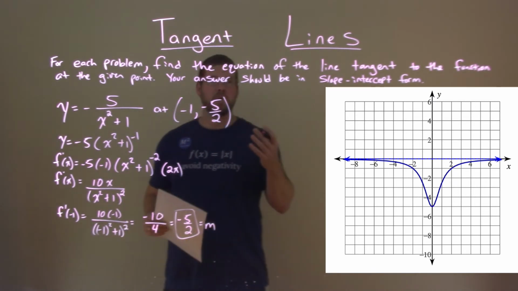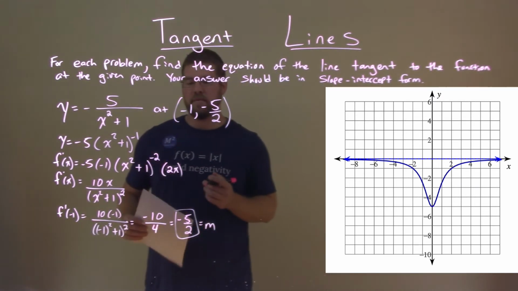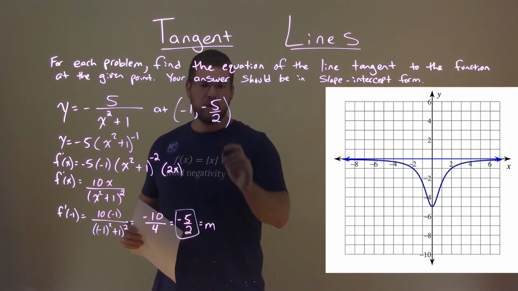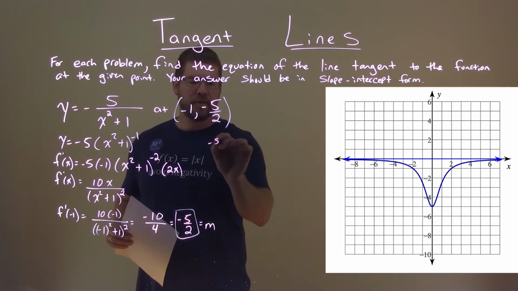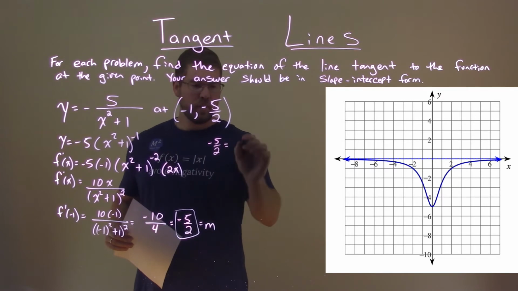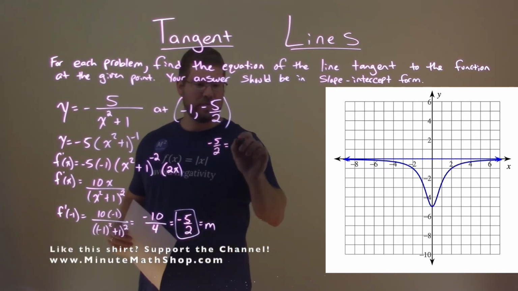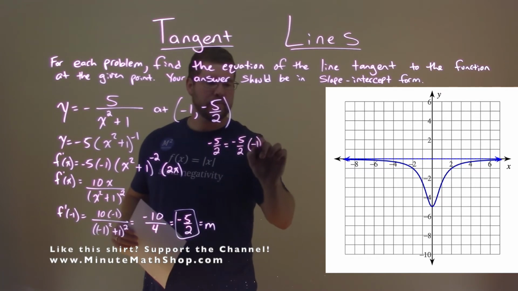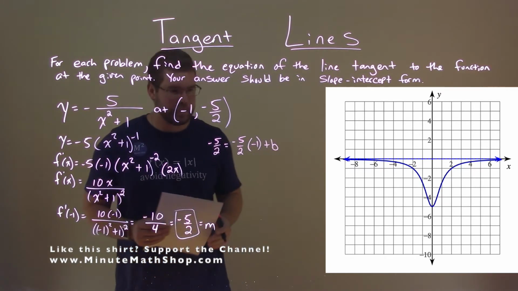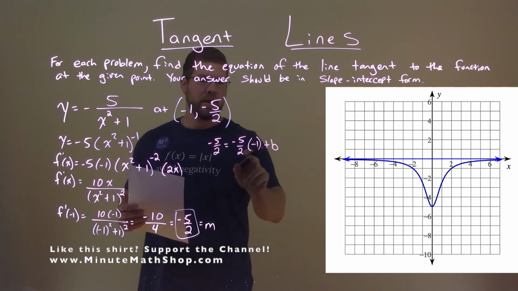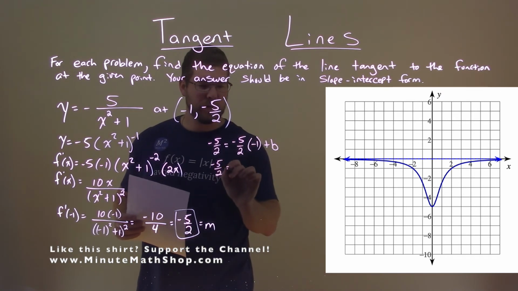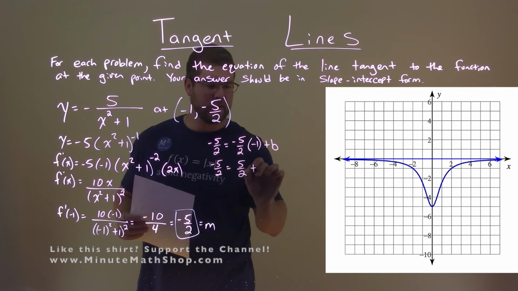Well, we need it in y equals mx plus b form, slope-intercept form, so we need to find our b value. And we use a coordinate point for that. So our form says our y value, negative 5 halves, is equal to our slope, negative 5 halves again, interesting, times our x value, negative 1, plus b. Well, negative times a negative is a positive, right? And 1 doesn't really do anything. Negative 5 halves equals a positive 5 halves plus b.